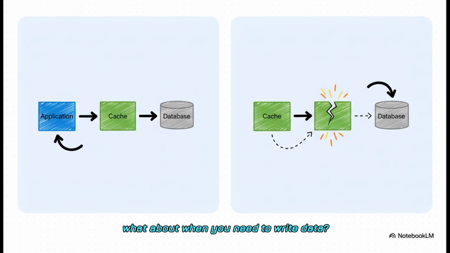Okay, but what about when you need to write data? Well, with a write-through cache, the app writes to the cache, and the cache immediately turns around and writes that same data to the database. It waits for the database to say, "Okay, got it," before it tells the app it's done. Think of it like a debit card.